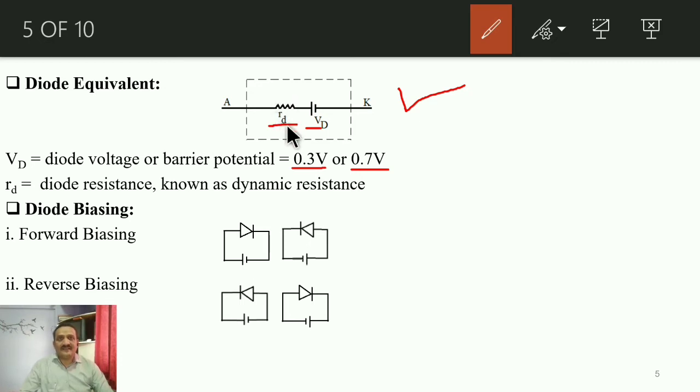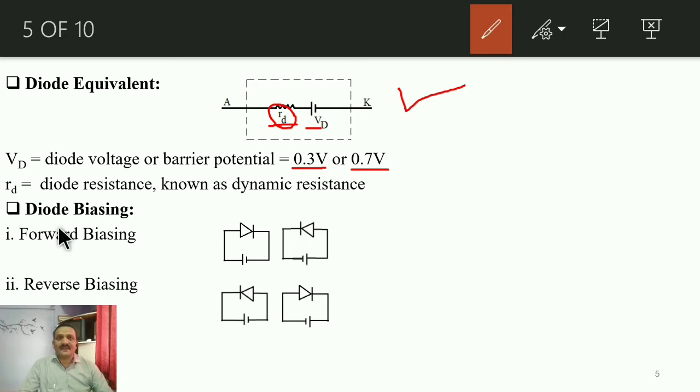And that RD depends on how much voltage is applied across that diode and how much current is flowing through that diode. That term we will see later on, why it is shown by a small letter. That RD indicates it is a dynamic resistance. Dynamic means it is variable. How will it vary? It will change with the amplitude of the applied voltage and the flow of current through that diode. In detail we'll see in the characteristic.